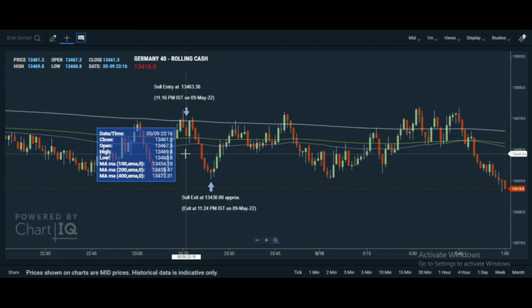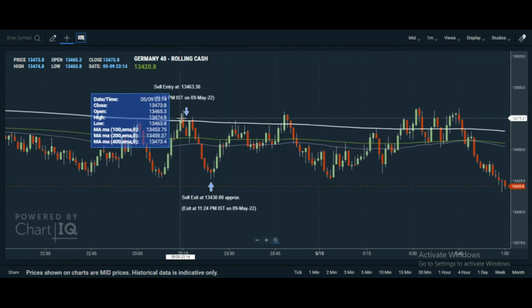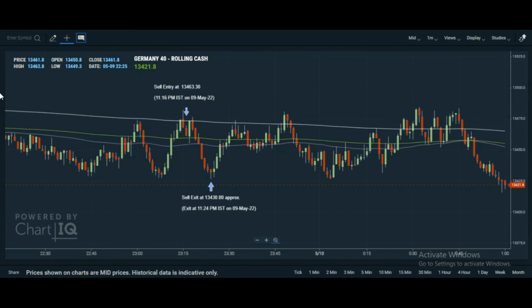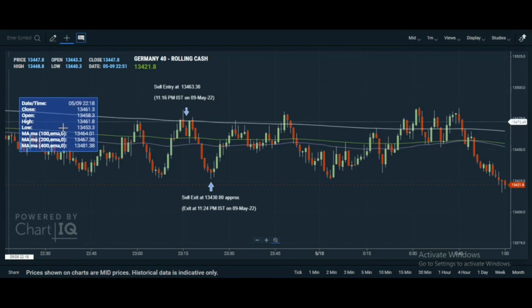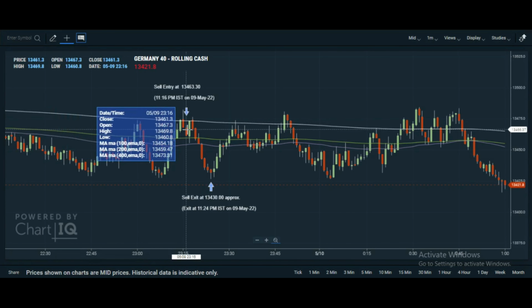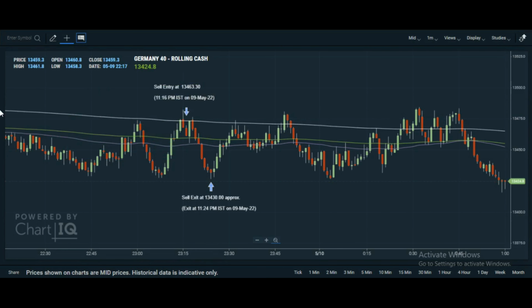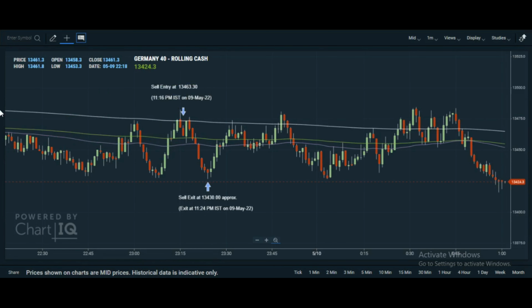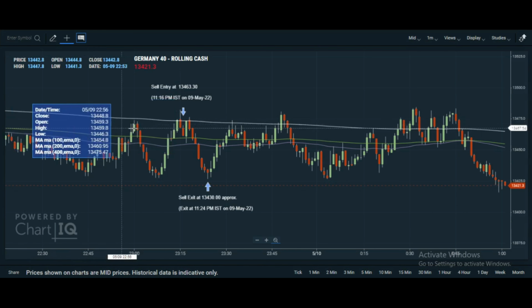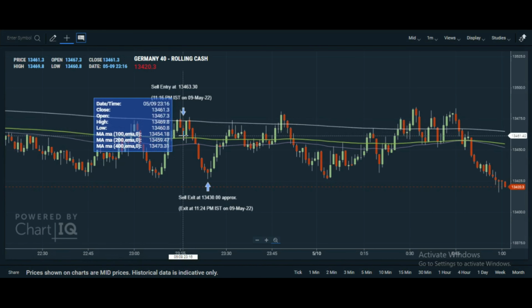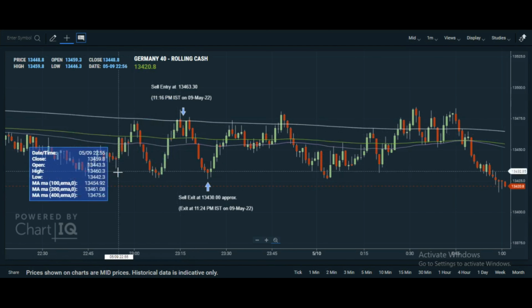At 11:16, what happened was the price just hit the 400 EMA and then came down within the 400 EMA level. So this was a trigger indicating that the buyers are not that impactful and there are more sellers ahead. So that's why I initiated the trade at 11:16 at 13,463.